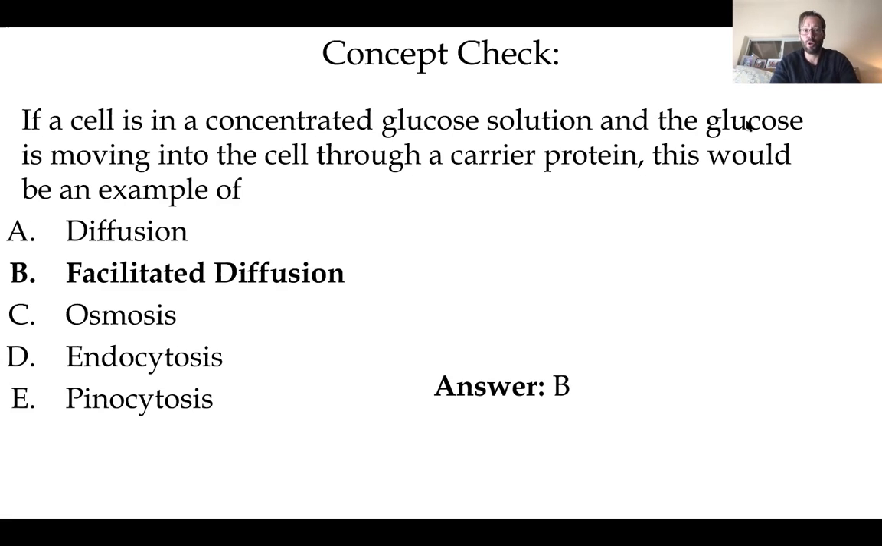Diffusion, that would be what? That would be without a carrier protein. So facilitated diffusion, because it has that carrier protein that's facilitating the diffusion in the context of the glucose. Any questions on that?